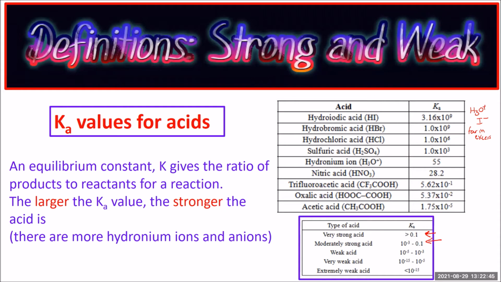But the ones that I would like you to remember as strong acids are hydrochloric acid, nitric acid, and sulfuric acid. Of course, there are others, but what I want you to do is remember the acids that are strong of the acids that you generally use.